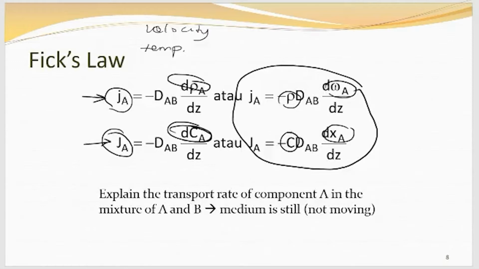Because we know that rho times omega A equals rho A, and also we know that total concentration times the mole fraction of A equals concentration of A. So that's just another way to write the Fick's law. Basically, it's the same. Okay, up to here. Any question? Up to this slide?